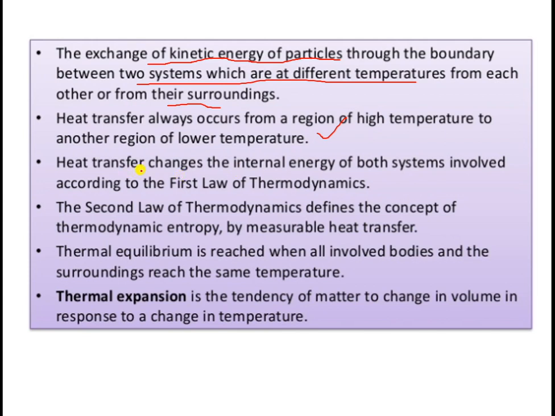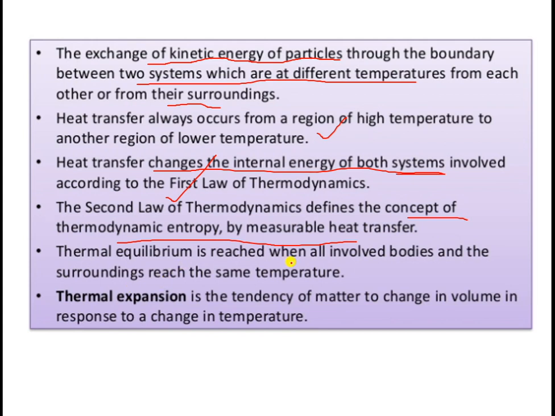But as far as heat transfer is concerned, there are changes in the internal energy of both the systems involved, which is according to the first law of thermodynamics. The second law of thermodynamics defines the concept of thermodynamic entropy, which is the measure of heat transfer, you can say. We have already studied that in our second law of thermodynamics.